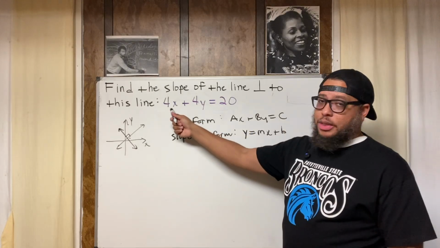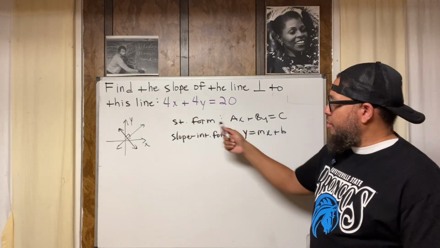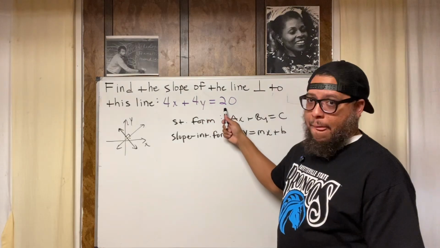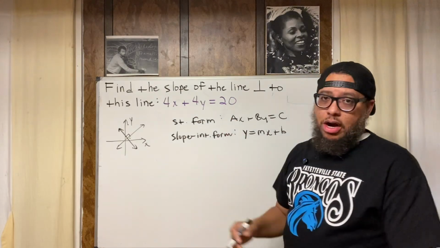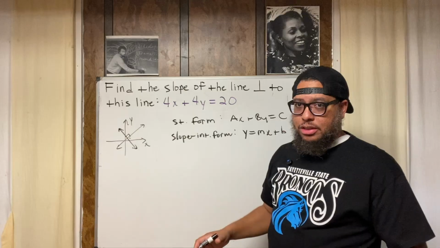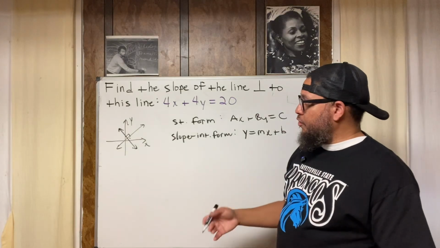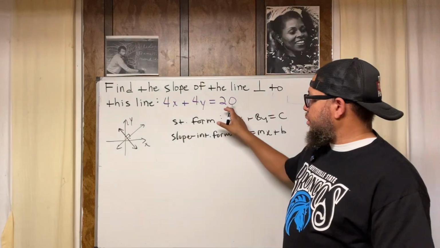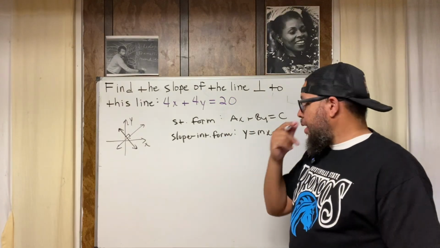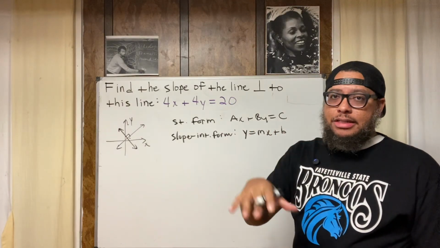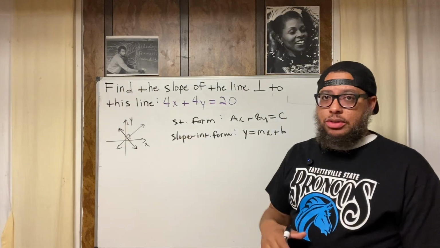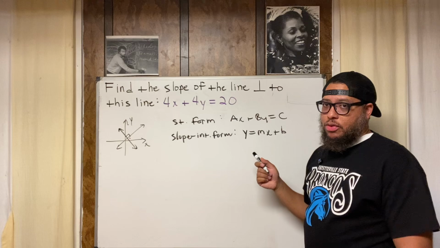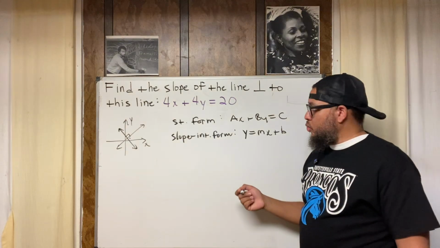Now, this we can see is in standard form because we have Ax plus By is equal to C. The A, the B, and the C are numbers, right? They're what we call constants, or coefficients. The 4 is a coefficient. This 4 is a coefficient. The C is a constant, right? The 20. Now, a lot of teachers, when they give a problem like this, what they want you to do is solve for y, which basically puts the equation in the slope-intercept form, which we could do. That's cool. We could do that.